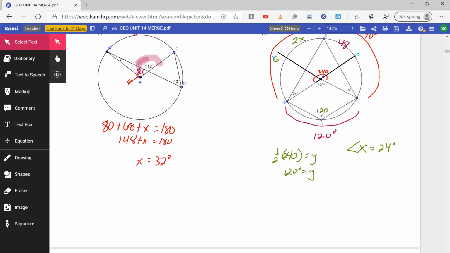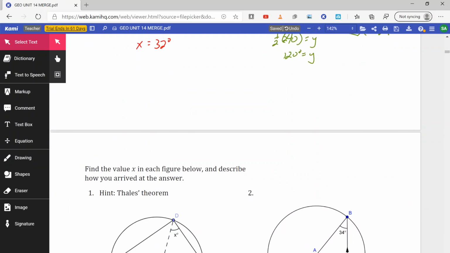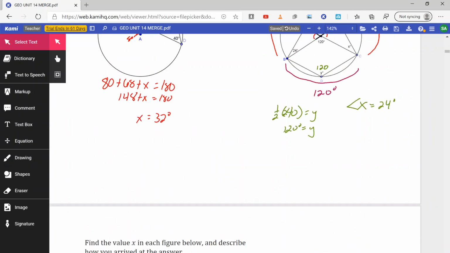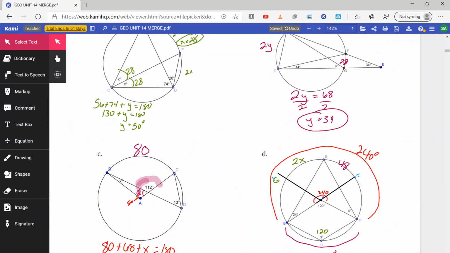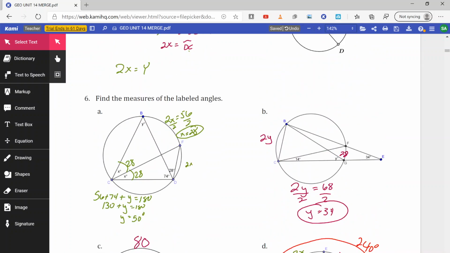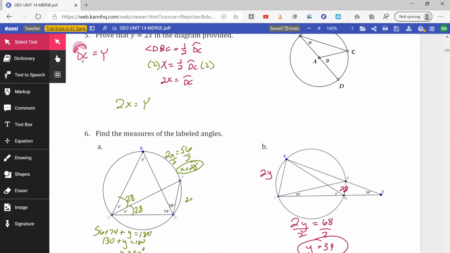So that is using inscribed angles and using arc measurements in order to find the four missing pieces. So again, inscribed angles, half of the given arc, central angles are equivalent to the arc measurements, and we can apply that to find missing angles and creating right triangles within the circle.